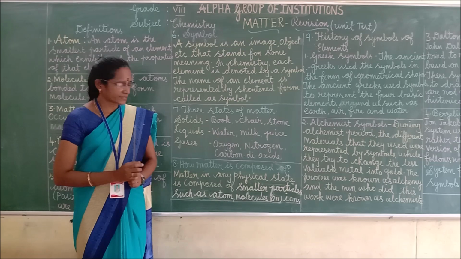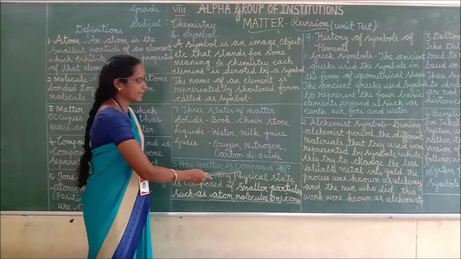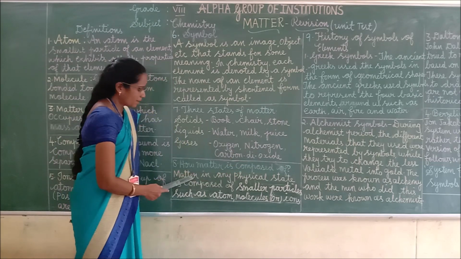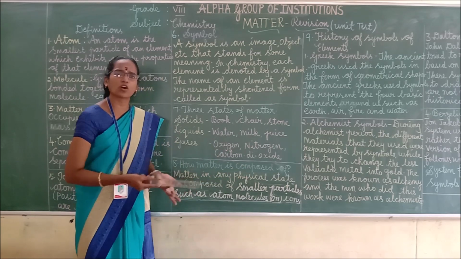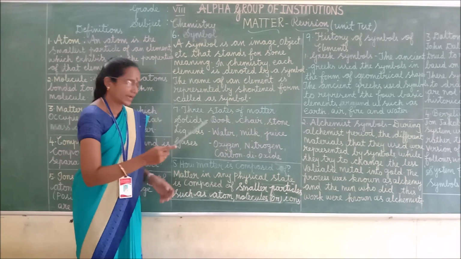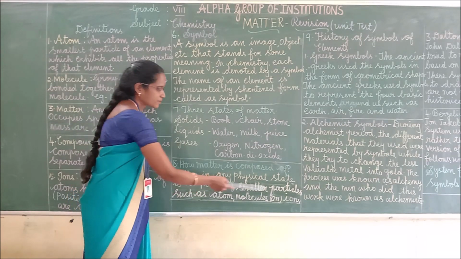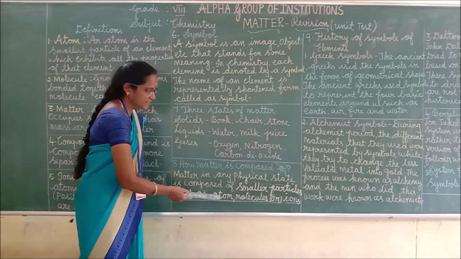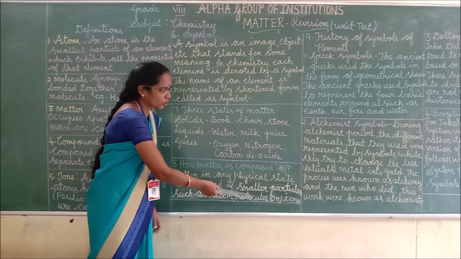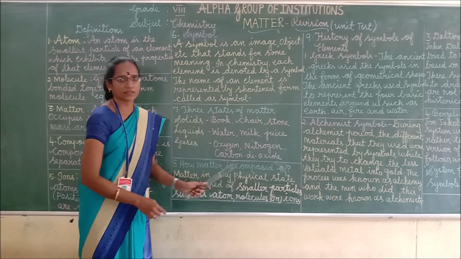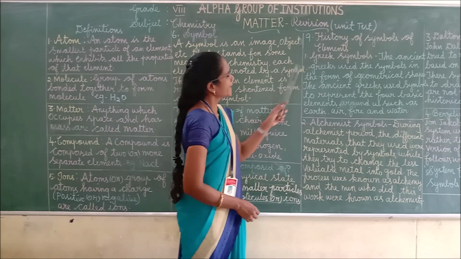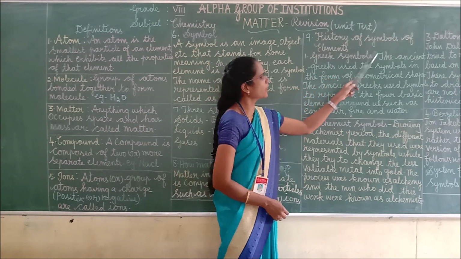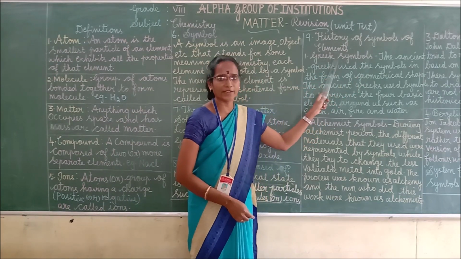You got it? Once again, I repeat. How is matter composed? Matter in any physical state, whether it may be a solid or liquid or gas, is composed of smaller particles such as atoms, molecules, or ions. Understood, children? Shall we move to the next question? Right. Next we can move to the history of symbols of elements.